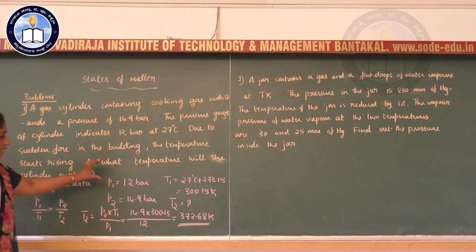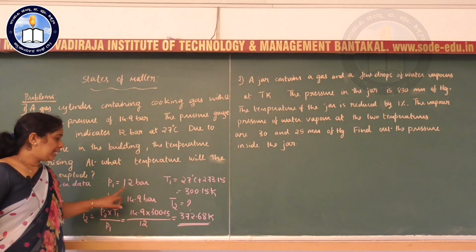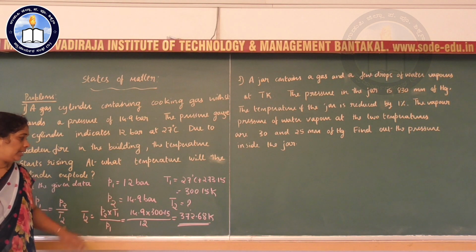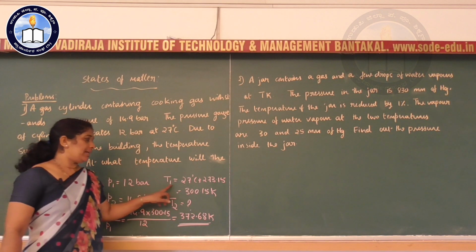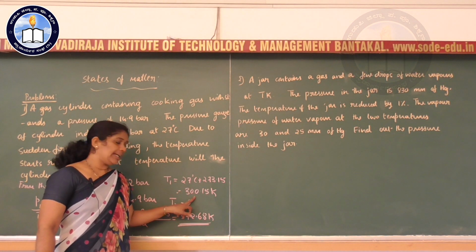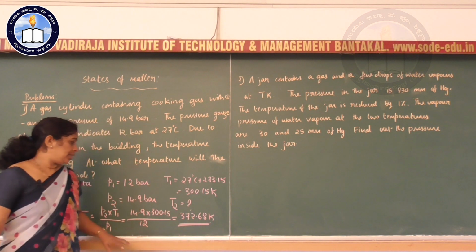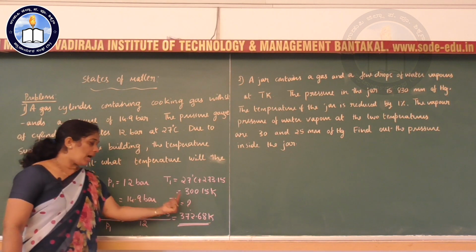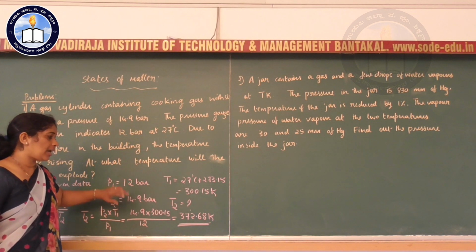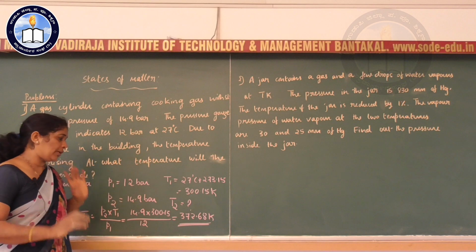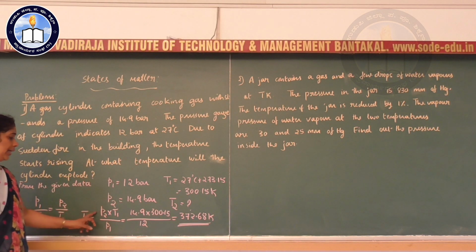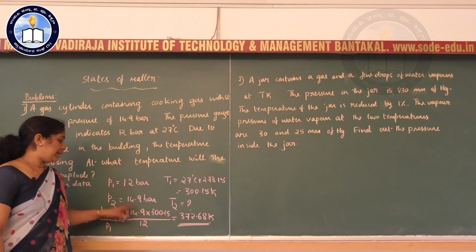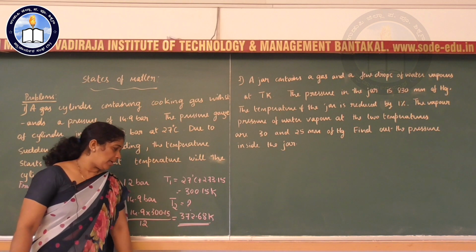Initial pressure 12 bar. Pressure P1 is 12 bar, and P2 is 14.9. At 12 bar the temperature was 27 degrees Celsius, that is 300.15 Kelvin. So what would be the temperature when the pressure becomes 14.9 bar? If the temperature crosses that, the pressure increases, and the cylinder explodes. So T2 we have to find out. T2 is equal to P2 into T1 divided by P1. So 14.9 into 300.15 divided by 12 is nothing but 372.68 Kelvin.